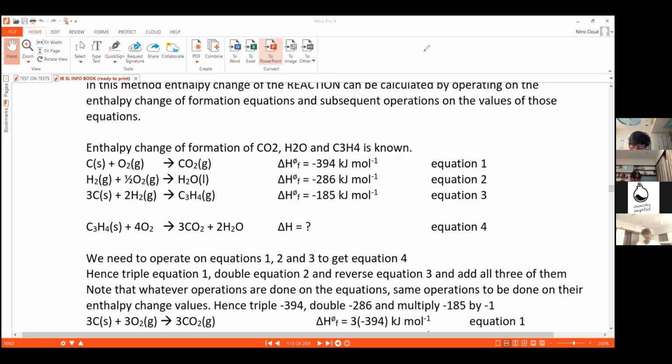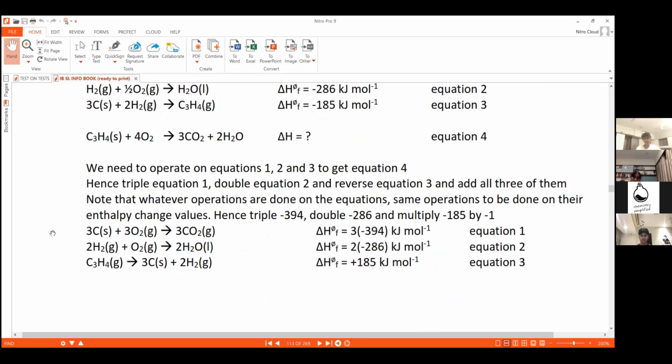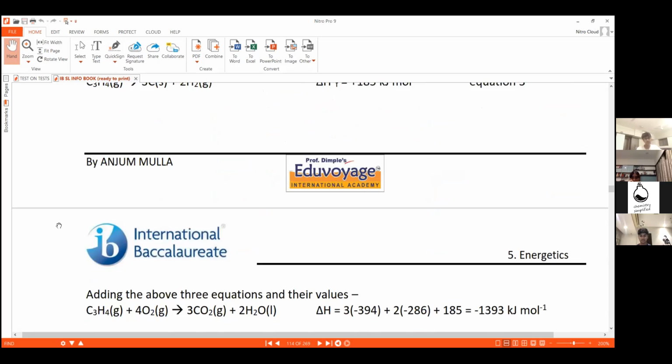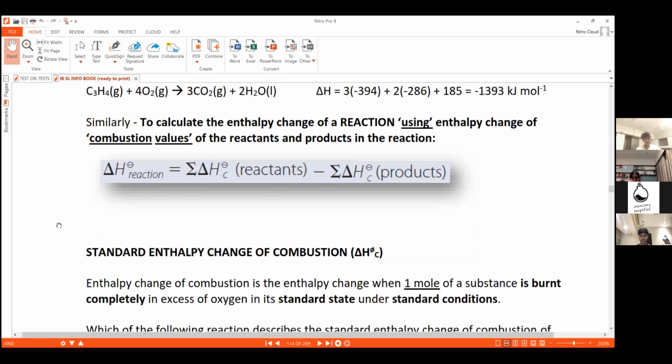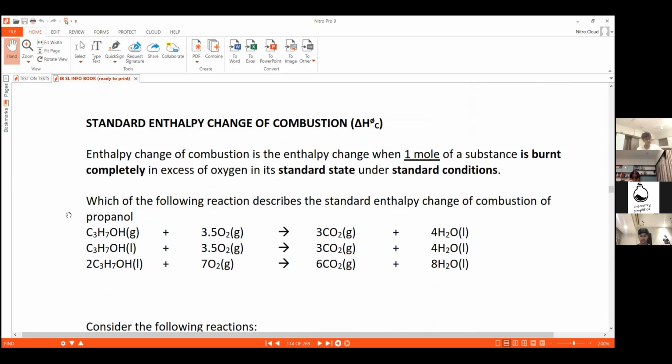Is anybody not clear about anything in the manipulation? Because this is a very frequently asked question in the MCQ. Will everyone be able to manipulate and get the answer? Okay, now we have seen 3 methods to find out the enthalpy change when we use the enthalpy change of formation value. Now we'll do the exact same thing for the enthalpy change of combustion values.